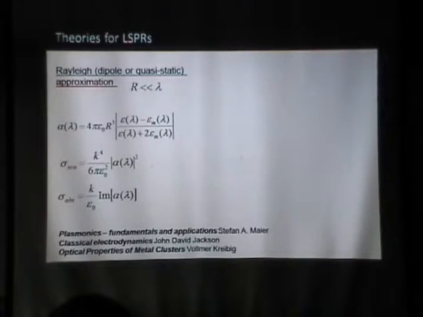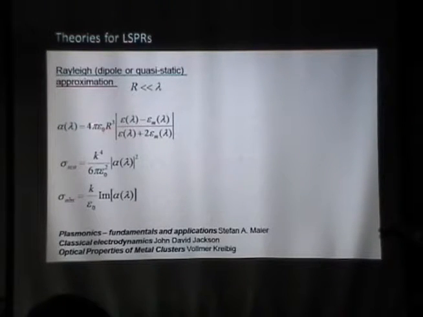So, what's the theory behind this? If the particle is very small, then we are lucky and we can use what's called a Rayleigh or dipole or quasi-static approximation. And then we consider the field is homogeneous all inside the nanoparticle, just with a certain frequency, and we get these rather simple formulas. We can express everything in terms of the polarizability of the nanoparticle, which is a function of the radius. Here we consider a spherical particle, but it's so small that the shape doesn't really matter.